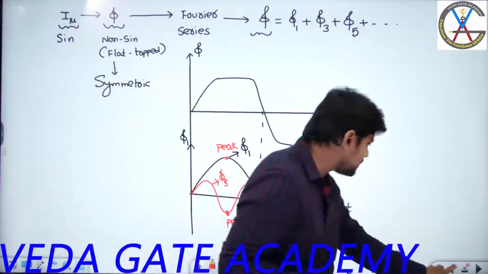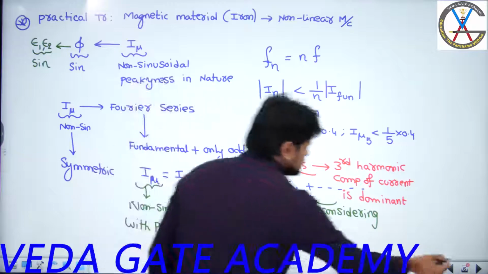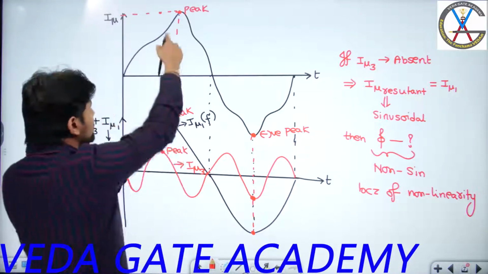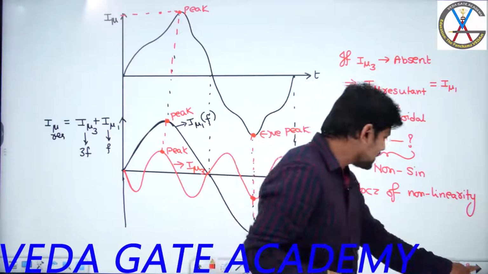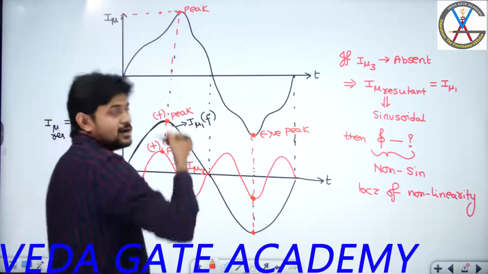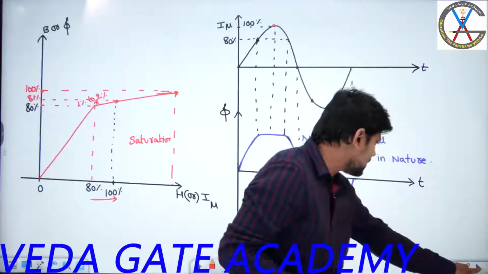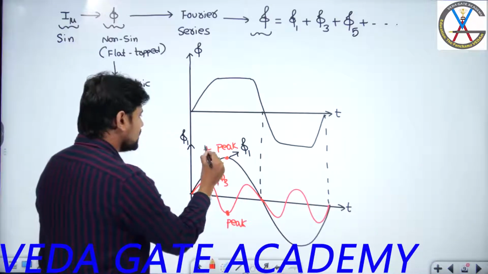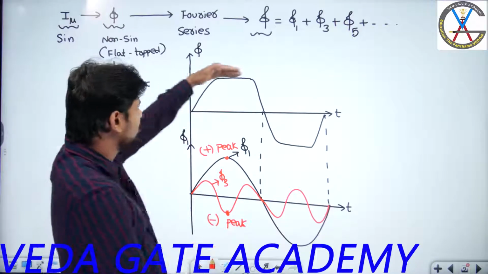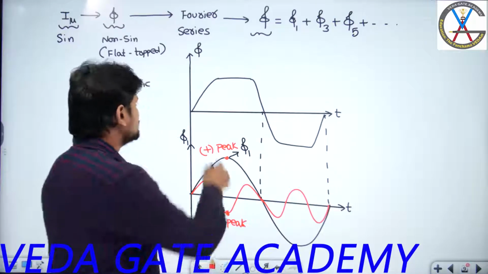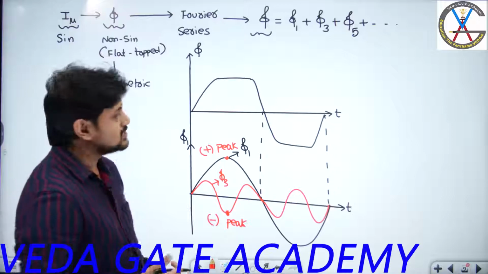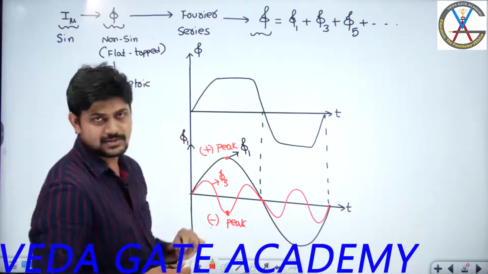Whereas if you observe the shape of the third harmonic current, it will be in the downward direction from here in order to get peakiness. Here, this is positive and this is positive, so both will be added and you are going to get a resultant peak. Whereas here, this is a positive peak and this is a negative peak, so they will be subtracted and you are going to get an almost flat topped waveform. So this is my resultant shape of the flux. Have you understood?